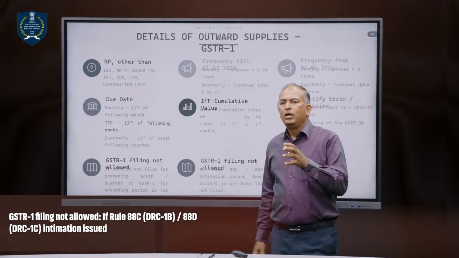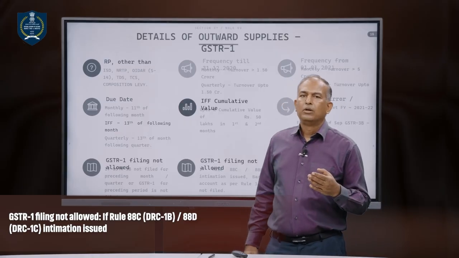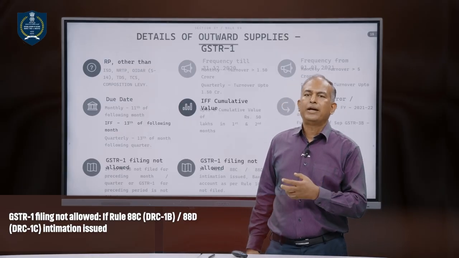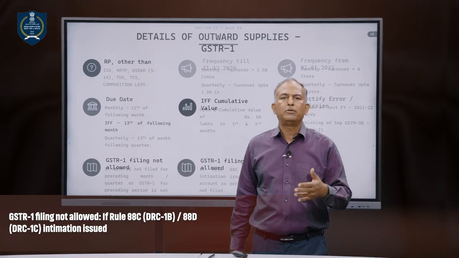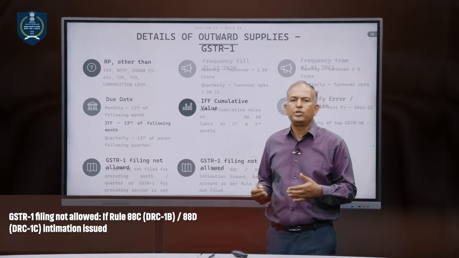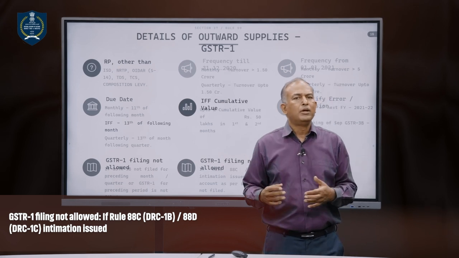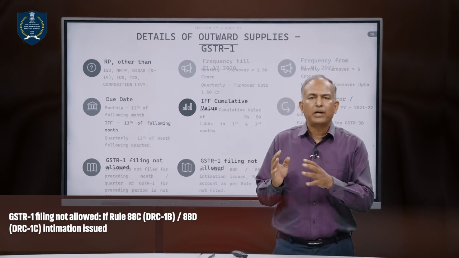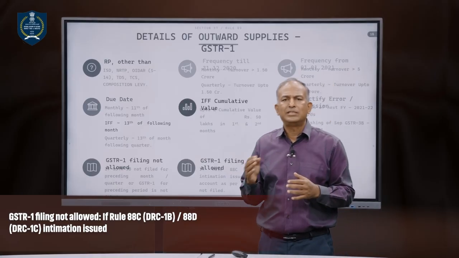Now, if this mismatch report is communicated in the form DRC-1C to the taxpayer, again the taxpayer needs to respond to that mismatch. There could be any reason; he may feel genuinely that the mismatch is due to a certain genuine reason. He needs to communicate back on the system to that DRC-1C mismatch notice within 7 working days.